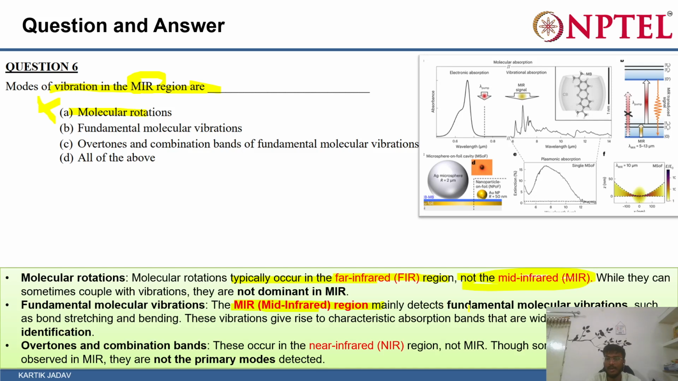It mainly detects fundamental molecular vibrations such as bond stretching and bending. These vibrations give rise to characteristic absorption bands that are widely used for chemical identification. Okay. Well, the third one, that is overtones and combinations of bands of fundamental molecular vibration. So this occurs in the near infrared region, not in the mid infrared region. So the correct answer is option B.